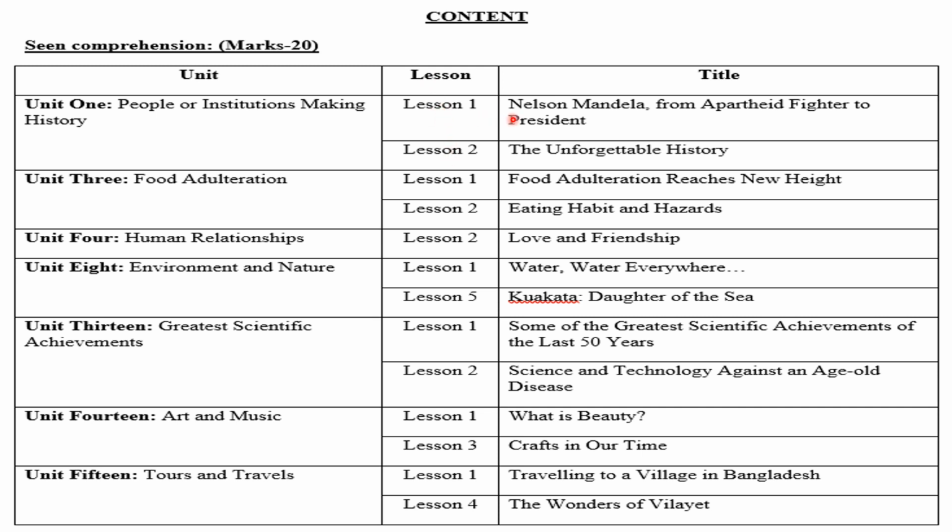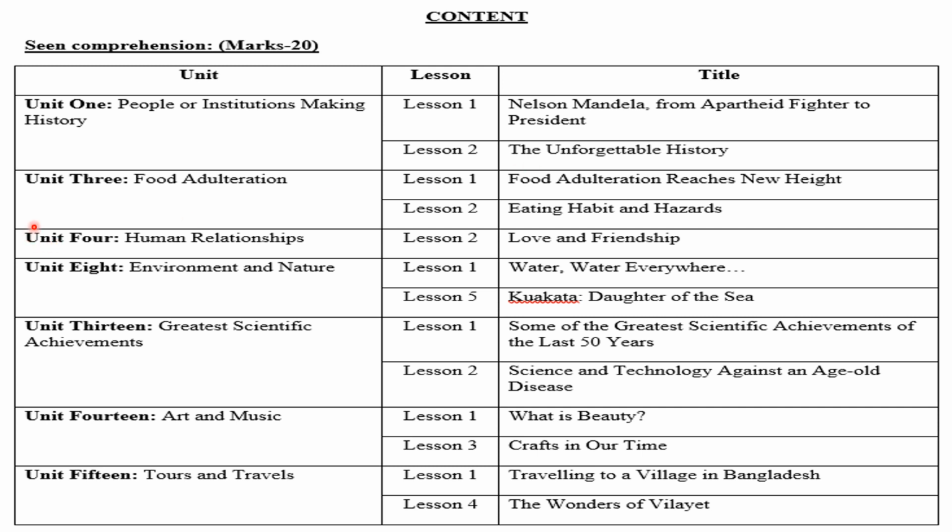From this unit we have taken two lessons, lesson 1 and lesson 2. In lesson 1 there is a comprehension, Nelson Mandela: From Apartheid Father to President. And in lesson 2 there is another comprehension, the name is The Unforgettable History.